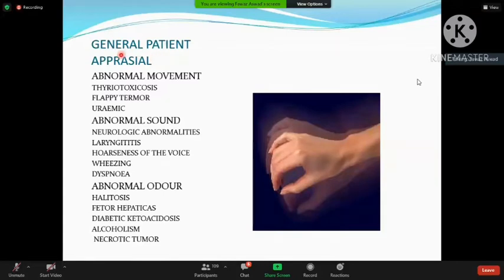Anyhow, if you want to make an extra oral examination, you have to notice the following: the abnormal movements. ماذا نعني بالabnormal movement? Even before the patient is sitting on the dental chair, قبل ما المريض يقعد على dental chair, you could notice how the patient is walking, because there are many neurological types of disease which affect the type of walk of the patient.